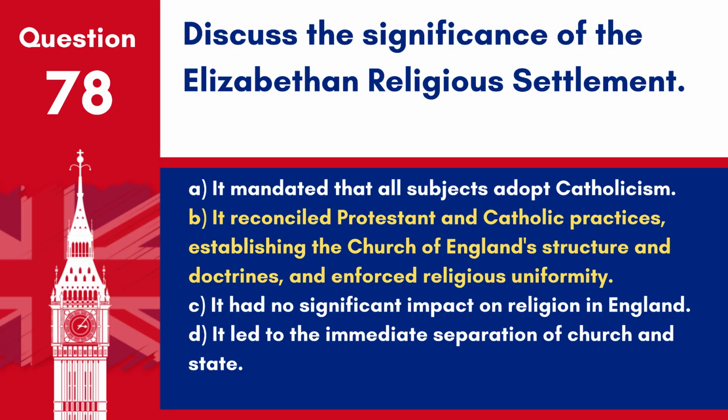Answer. B. It reconciled Protestant and Catholic practices, establishing the Church of England's structure and doctrines, and enforced religious uniformity. The Elizabethan religious settlement was crucial in defining the religious landscape of England, promoting a moderate form of Protestantism that became a cornerstone of British identity.